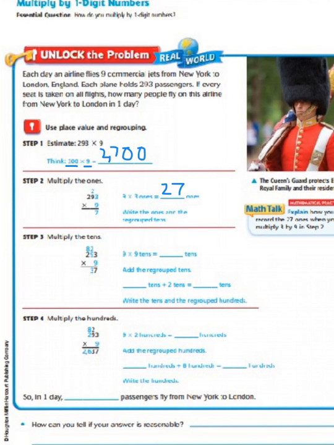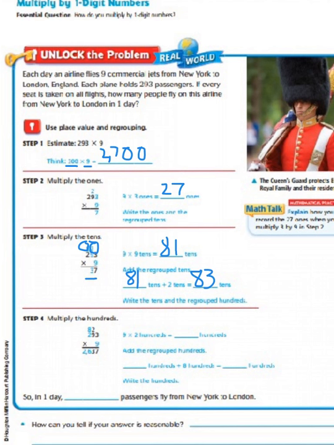Now let's look at step 3. Step 3 is to multiply the tens. So we have 9 times 9. So we know that 9 times 9 equals 81. However, we now have to remember our regrouped 2. So we have 81 tens plus 2 tens equals 83 tens. So now we put our 3 in our tens spot and carry the 8.